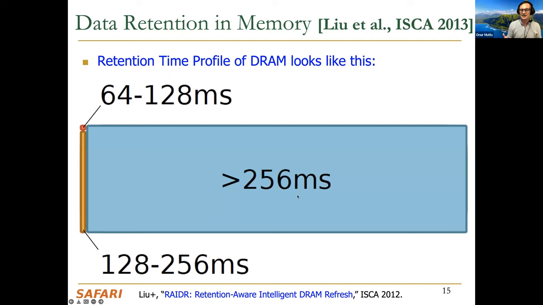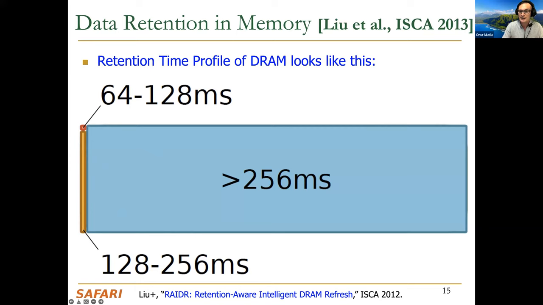You can test the memory. You can figure out what are the worst case retention times for different DRAM cells. And at the time we did the study, we found out that almost all of the DRAM cells are stronger than the weakest DRAM cells, meaning you don't need to refresh everything every 64 milliseconds. You can actually reduce the refresh rate for most DRAM cells by 4x. And this could buy you a lot of energy and performance, clearly, as we showed in our papers.